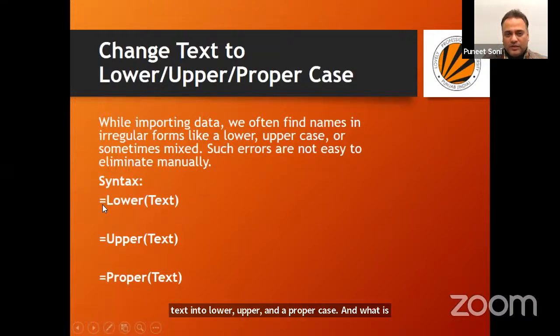In the lower case, if we want the text to be presented in the lower case, simply type equal to lower and type the text. If we want to type it in an upper case, the syntax is equal to upper, then type the text. And if we want it into a proper case, just type equal to proper and text.